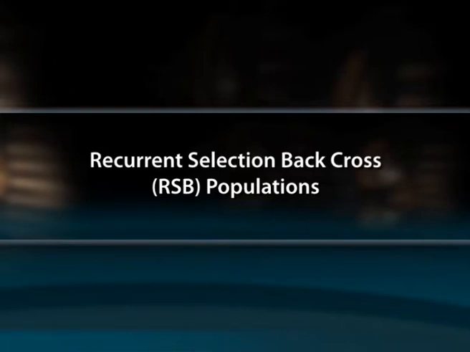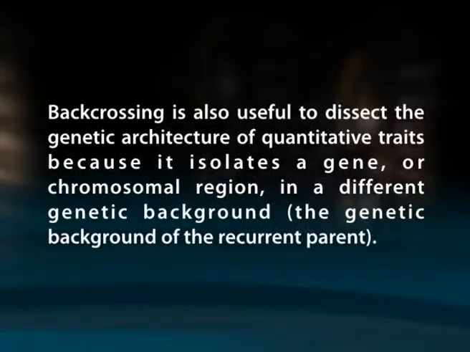Next is the recurrent selection backcross populations or RSB populations. Backcrossing is a well-known and long-established breeding scheme where a characteristic is introgressed from a donor parent into the genomic background of a recurrent parent. The characteristic could be a trait, a gene, or even an anonymous locus or chromosome segment. Backcrossing is also useful to dissect the genetic architecture of quantitative traits because it isolates a gene or chromosomal region in a different genetic background, that means the genetic background of the recurrent parent.